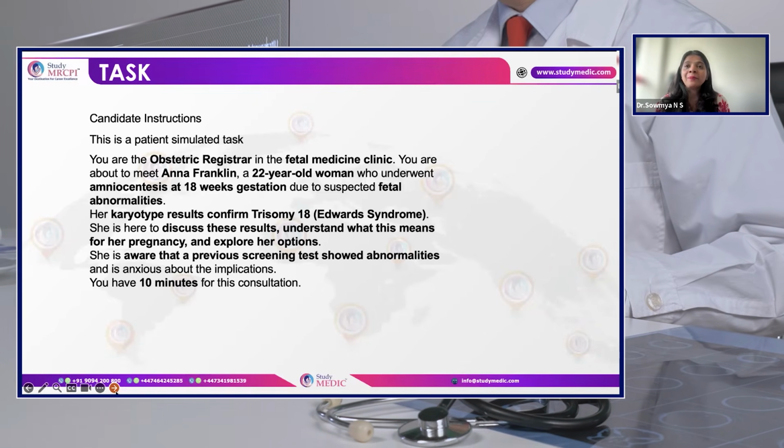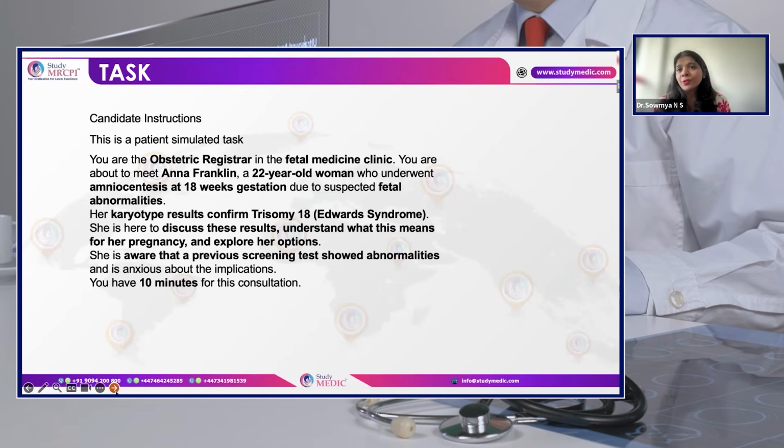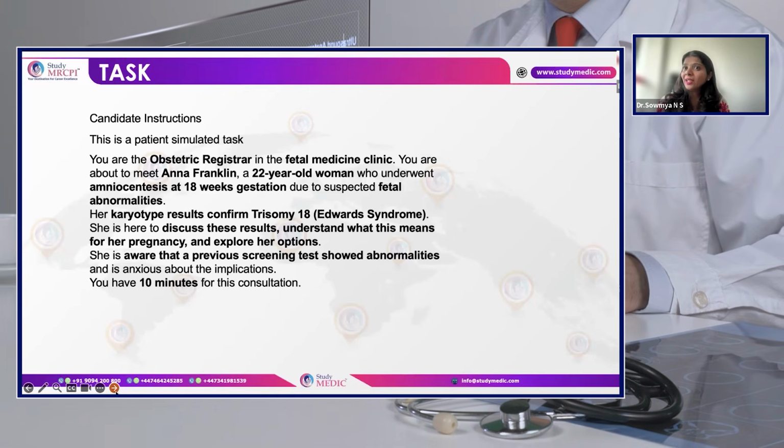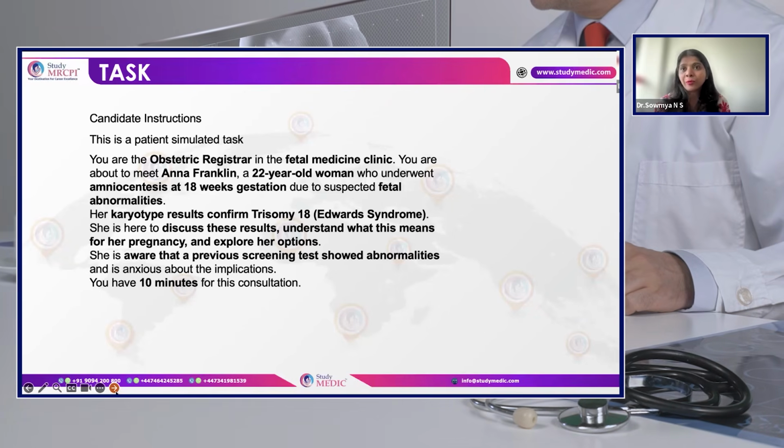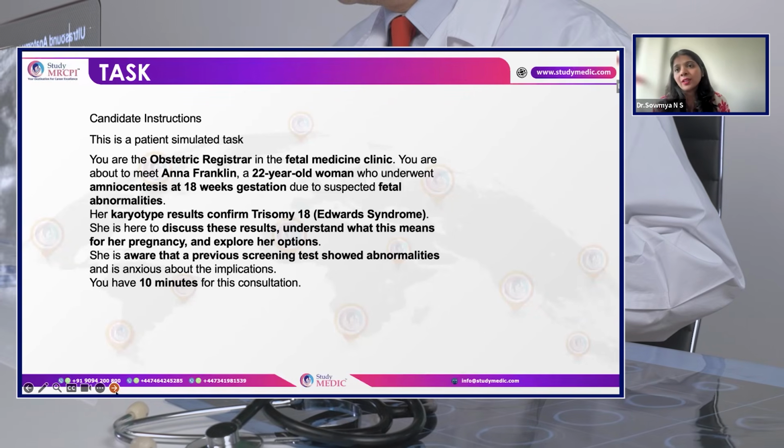Okay, however, I want to tell you the options in front of you. Some women in your place would want to end the pregnancy, and some women would want to continue the pregnancy. I would like to know your thoughts on this.